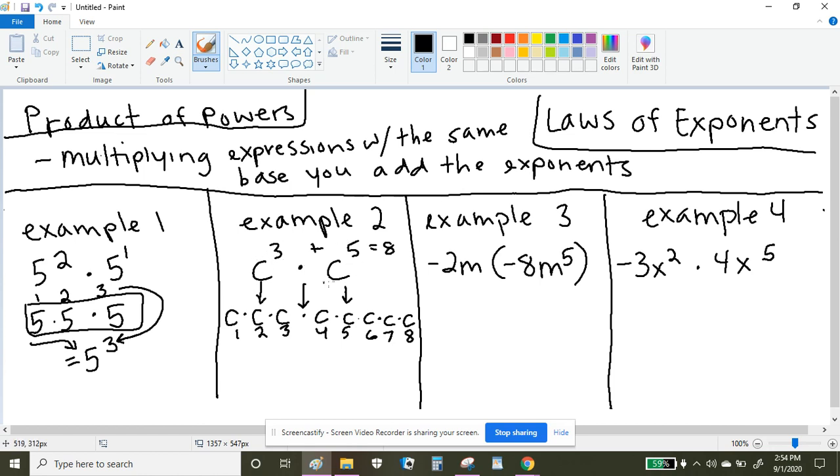So this can be simplified. That's what we're doing. We're simplifying. This becomes c to the 8th power. And this is completely simplified, just like this one over here. This was completely simplified. Because we have these bases, we know that we can simplify further because they're the same base. They're the same number.